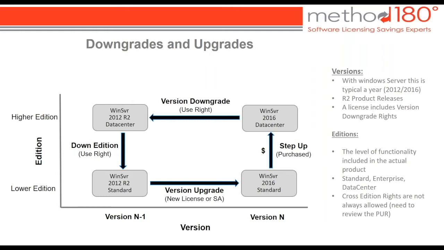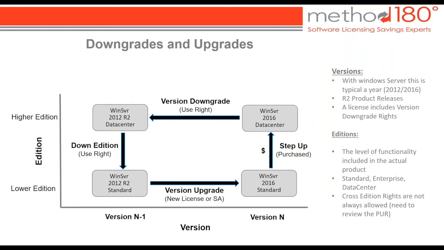And then obviously there's a concept of a version upgrade. In the Microsoft world, you either need to have software assurance to get that version upgrade, or you purchase a new license. So those are the real key concepts. I guess there's also the concept of step up, where if I have a Standard license and I no longer need that to be Standard, I want to step that up to a Datacenter, I can step that up to a Datacenter.